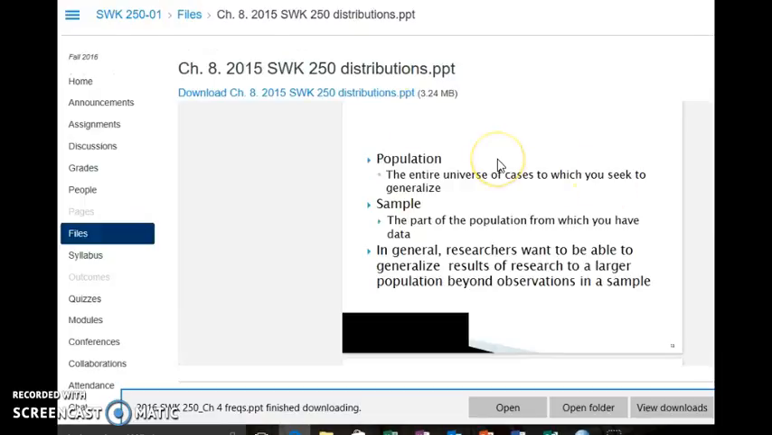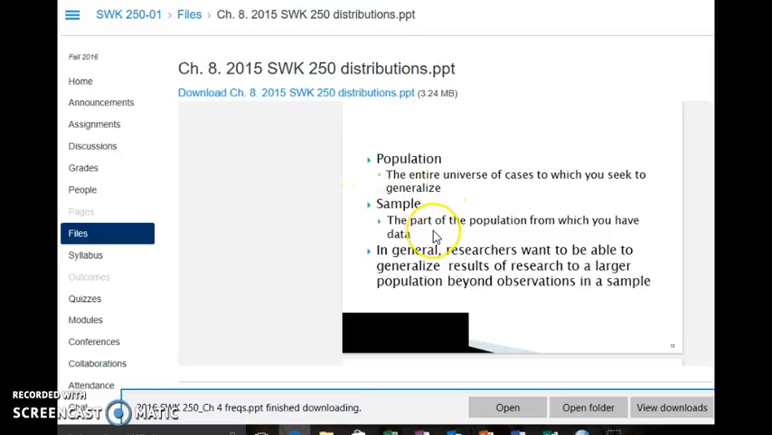Okay, so I skipped to distributions, and I just wanted to preface our conversation about the relationship between two variables and inferential statistics when we're looking at what is the relationship between the independent variable and the dependent variable. Let me just give you the background.